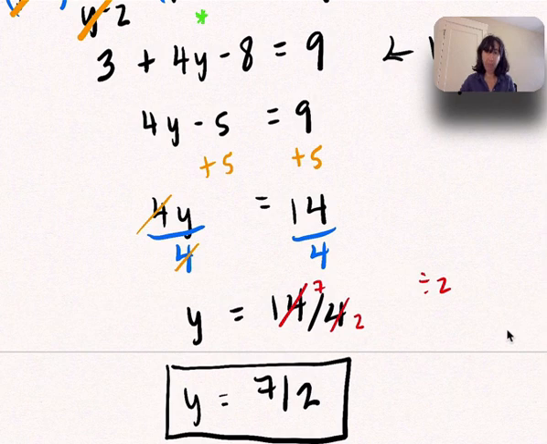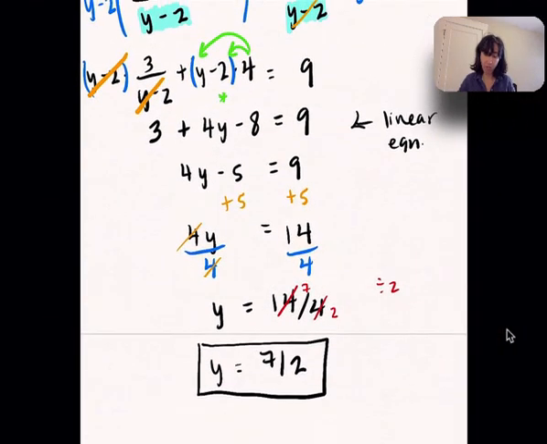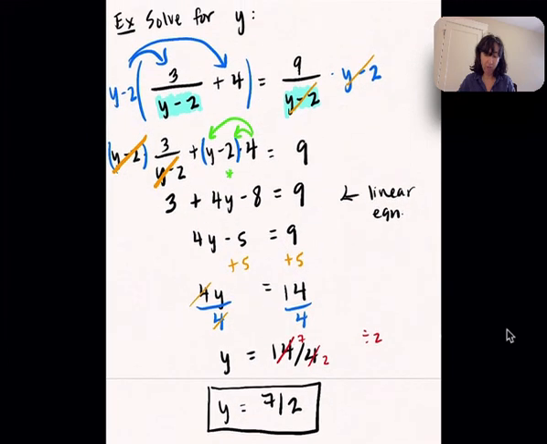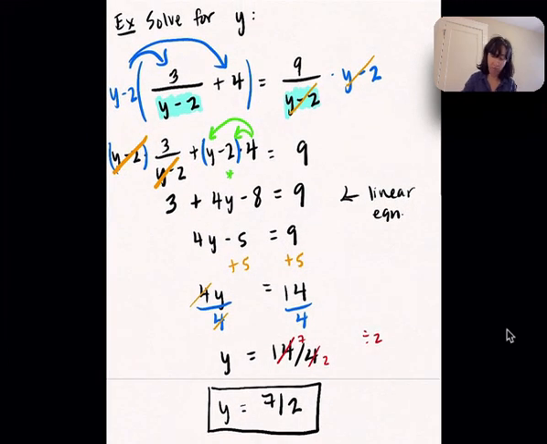So what does it mean to be an answer? It means that if we take that number, 7 over 2, and we plug it into the very original equation that we started with, so we plug it in for this y and simplify both sides, we're going to get both sides equal to each other.